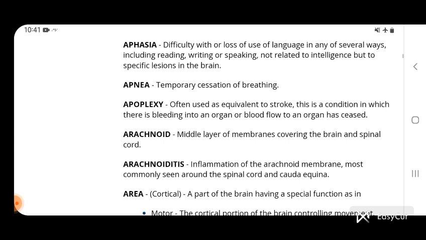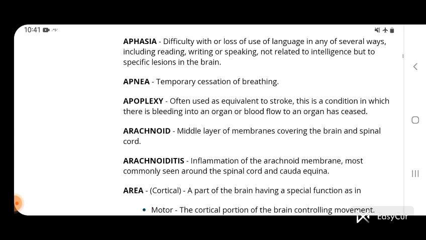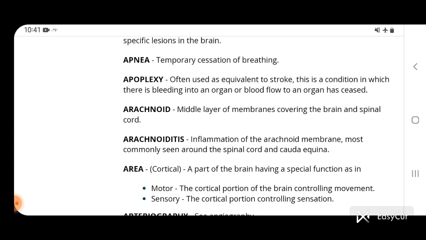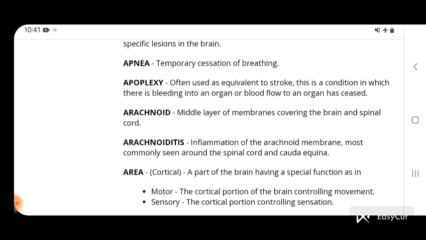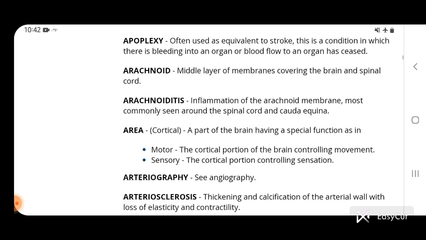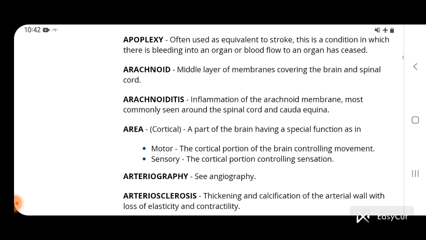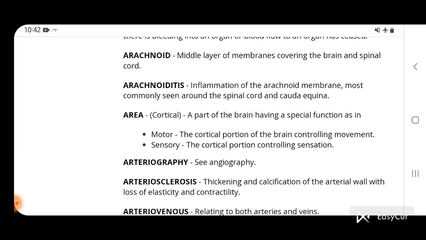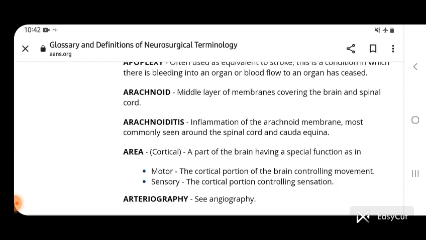Next is the area cortical. It is a part of the brain which has a special function, such as motor and sensory functions. The motor functions control the movement of the person, and the sensory functions control the sensation of the person. So this is about the cortical. Next is arteriography. Arteriography is the same as angiography, in which we inject a dye or opaque material and observe the structure of the arteries or vessels.